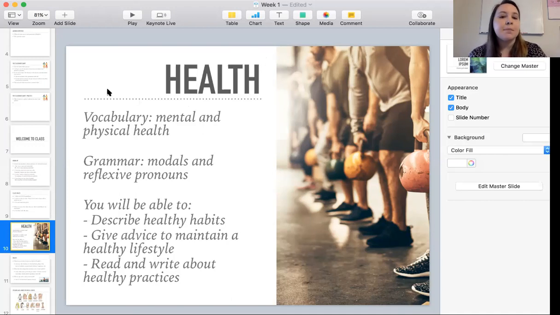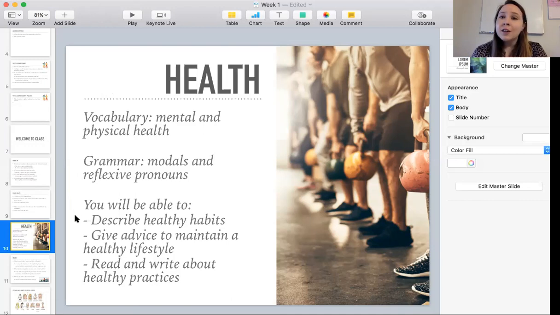So one more time, repeat after me. Health, health. Good. If you're having trouble with it, that is okay. This is a difficult word and we are going to work on it.